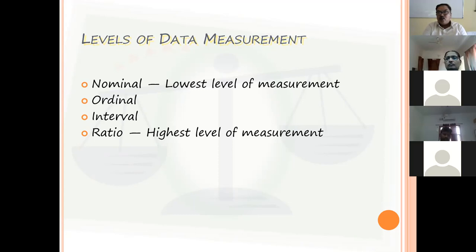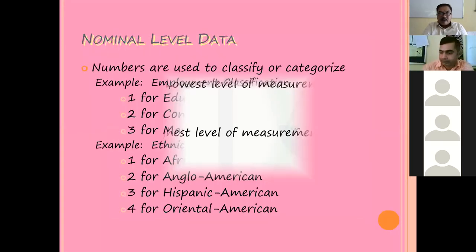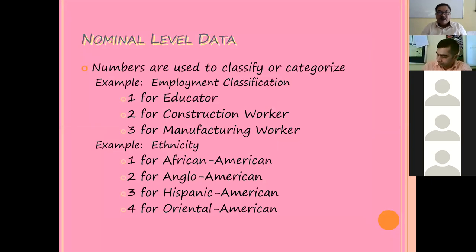Nominal data is the lowest level of measurement, and the ratio scale data is the highest level of measurement. Most of the time we also use ordinal and interval, but in research, we rarely use ordinal and interval scale data, and we largely use nominal data and ratio scale data. Just for understanding nominal data, let me talk about it. In nominal data, numbers are used to classify or categorize.